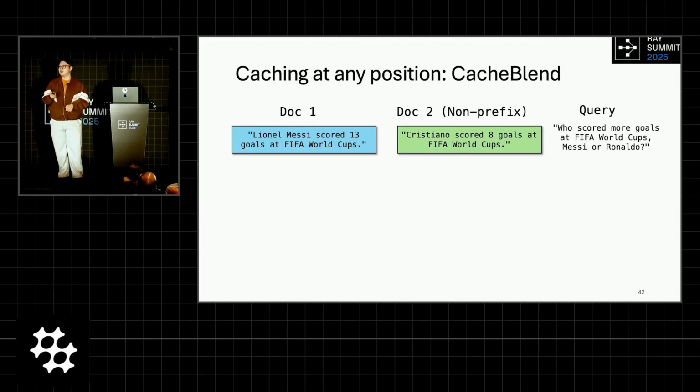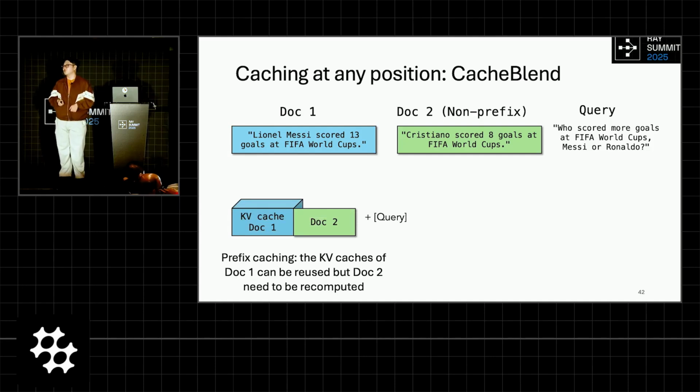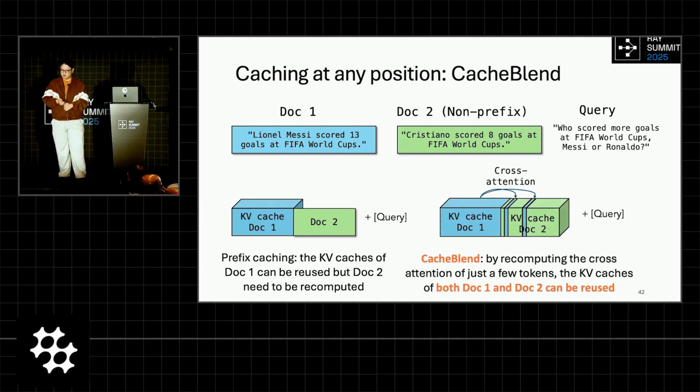So basically here, let's take a document QA as an example, where the first doc is prefix, but the second doc is non-prefix. Traditional work will just do prefix caching, where it just has the KV cache of the first document and reuses it. This is not ideal because it needs to recompute the non-prefix part, which is the second document. But our work will reuse the KV caches, but correct it with a sparse cross-attention recomputation. And this cross-attention, because it's really sparse, can be recomputed very fast. So we are still spending some extra computation, but we can reuse the KV caches of both documents to accelerate our whole LLM inference.